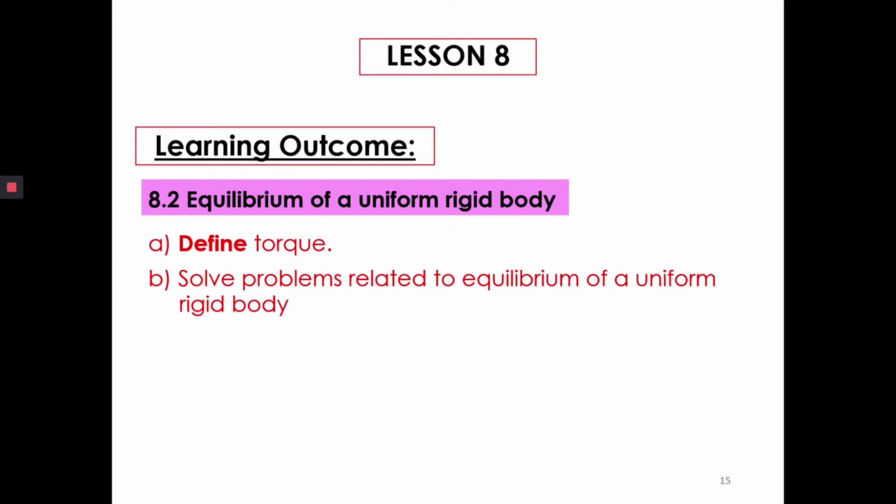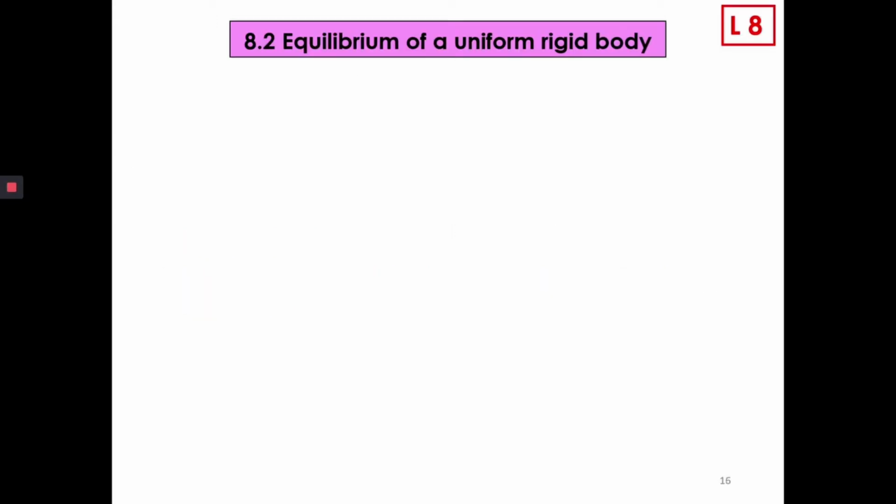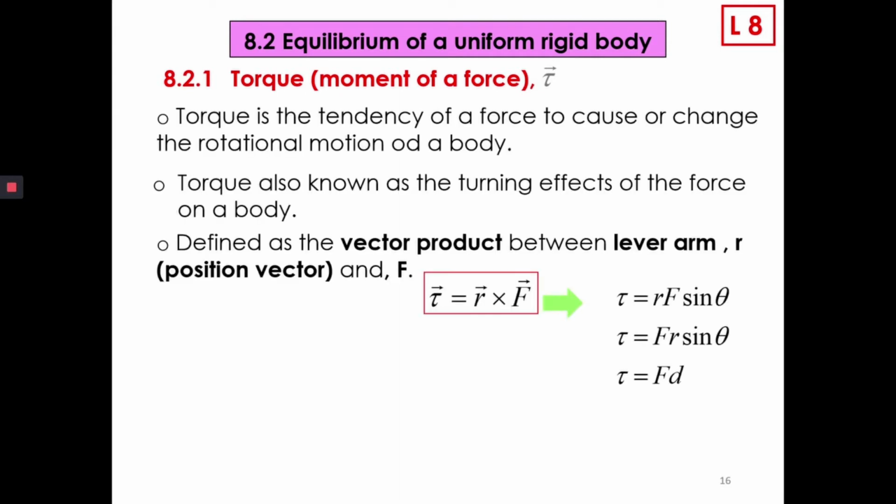Learning outcome 8.2, equilibrium of a uniform rigid body. We're going to define torque, and solving problems will be done in your tutorial. Okay, equilibrium of a uniform rigid body, we're going to look at torque, which is the moment of a force.